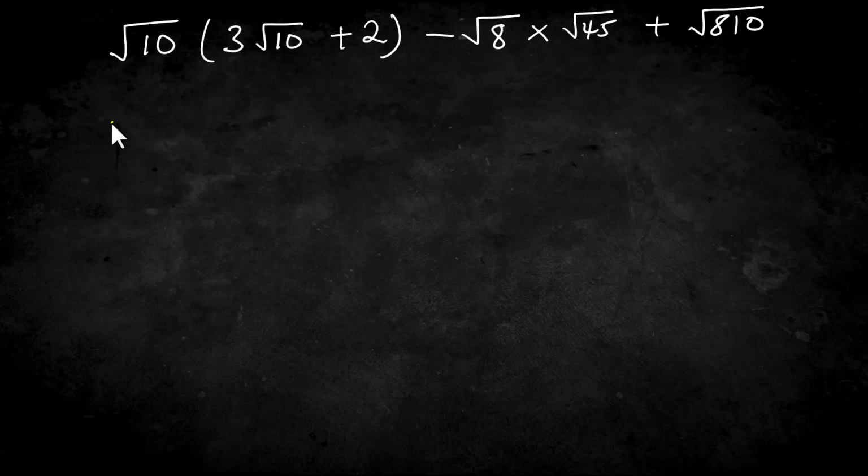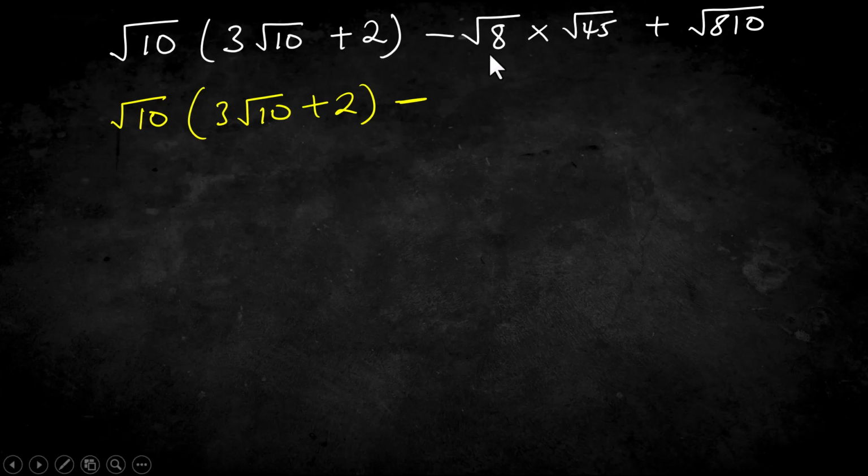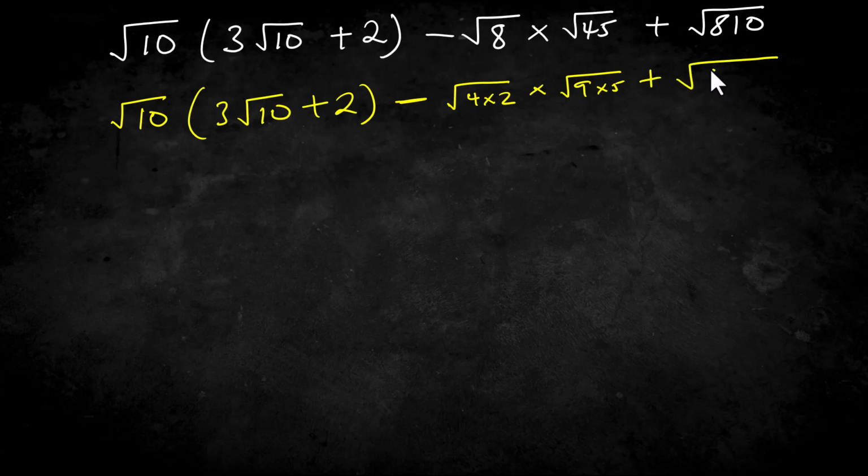Okay, so we have square root of 10 times 3 root 10 plus 2 minus... let's call this side 4 times 2, 9 times 5. 9 is a perfect square, 4 is a perfect square, so plus, we have 81 times 10.